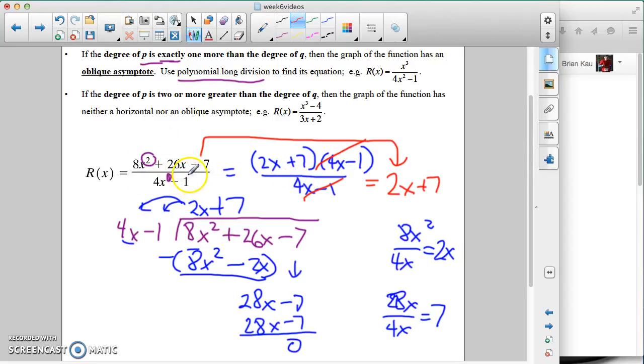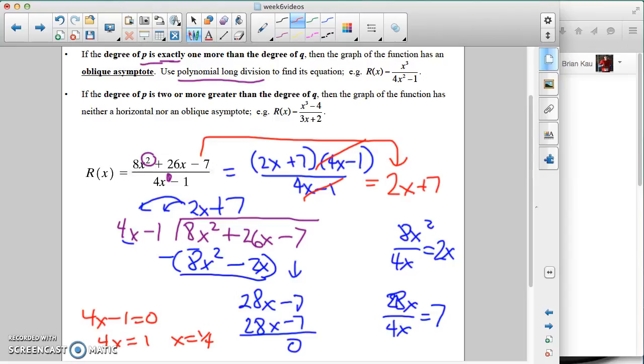It's not going to have an oblique asymptote. It is the oblique asymptote. It's the same as the asymptote except for that hole. There's a hole at 4x minus 1 equals 0, because that's the place where it's undefined. So 4x equals 1, x equals 1/4. So that means that there's a hole at 1/4, but it's going to graph as a line.